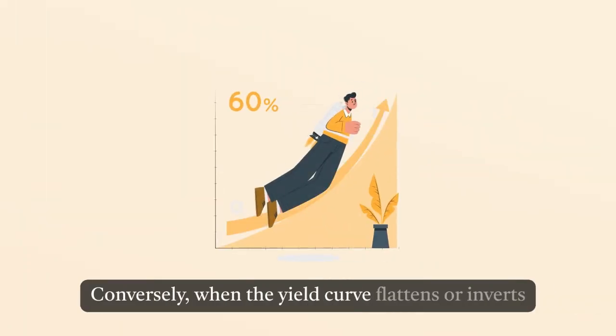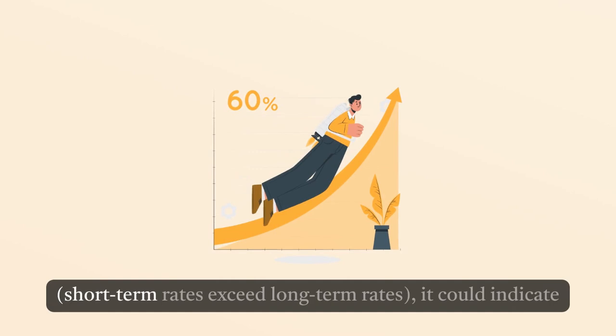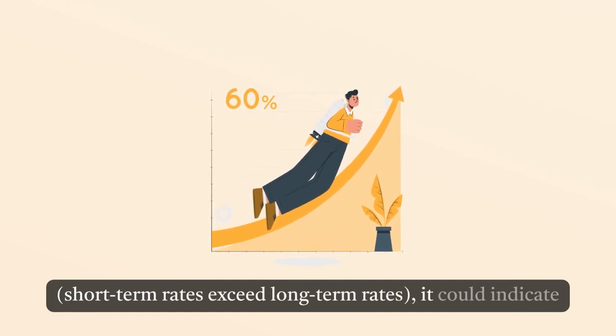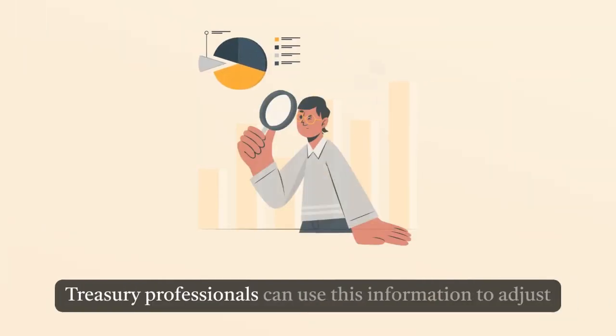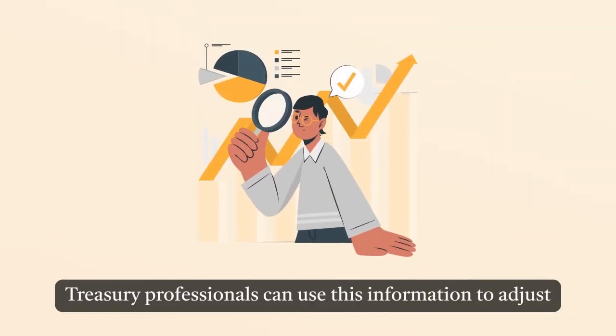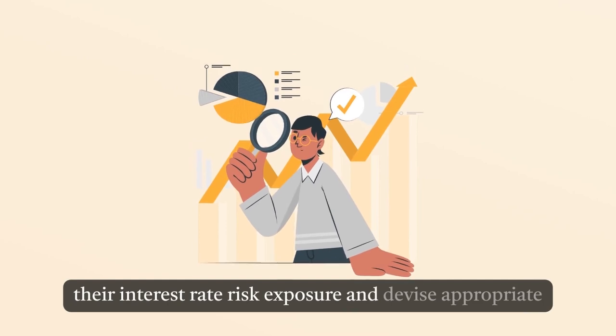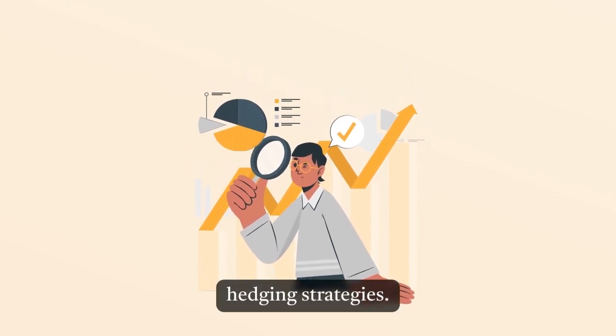Conversely, when the yield curve flattens or inverts, short-term rates exceed long-term rates. It could indicate a possible economic slowdown or recession. Treasury professionals can use this information to adjust their interest rate risk exposure and devise appropriate hedging strategies.